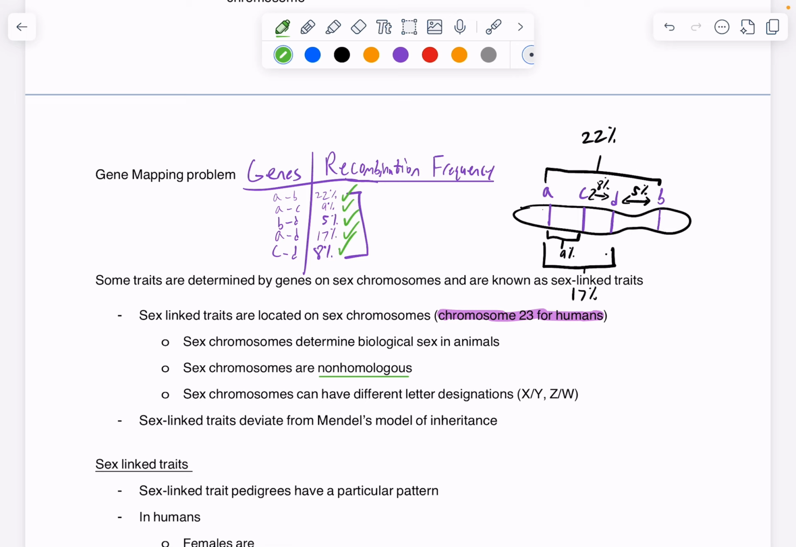Chromosomes 23 are not. Our X chromosome kind of looks like a standard, typical chromosome. And then the Y chromosome, you can see, is very non-homologous. It's much smaller, not as many genes on it. And so not every animal is X and Y, or XX or XY. There are other sex chromosomes that we use for different animals. So just be on the lookout for that if you see them in problems.